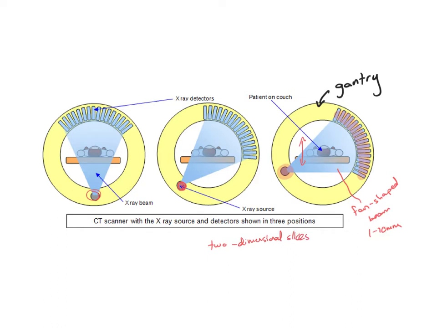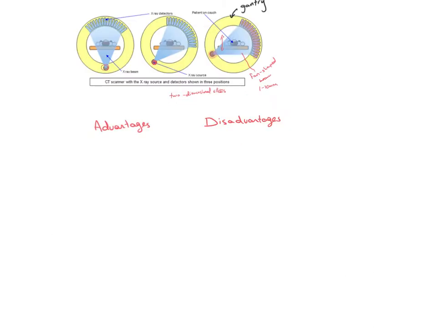And these slices can actually be changed into a 3D image by using computer software. And that 3D image obviously can be rotated, zoomed around, played around with to figure out where the problem is and where it lies. Okay, so what are the advantages and the disadvantages?